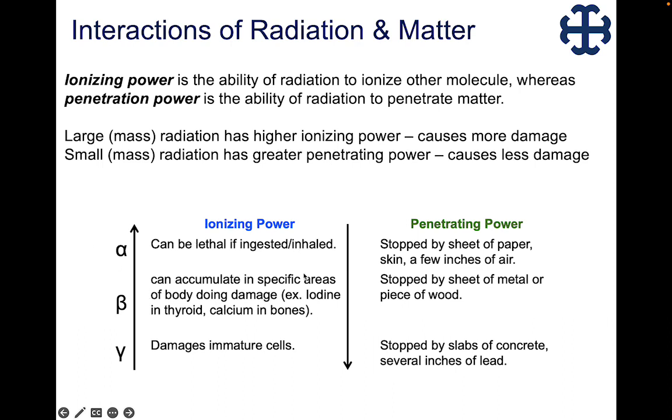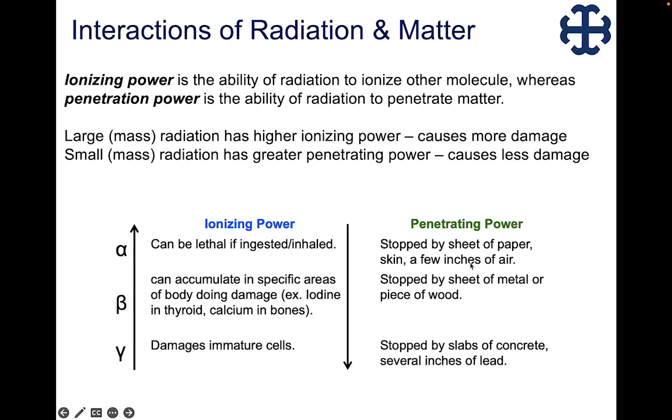Beta particles are in the middle, so they can accumulate in specific areas of the body and cause damage. For example, we actually have radioactive iodine that localizes in the thyroid, and that can be used to actually treat thyroid cancer. If you have radioactive calcium, that can isolate in your bones. And gamma radiation is very ionizing, so it can damage immature cells.